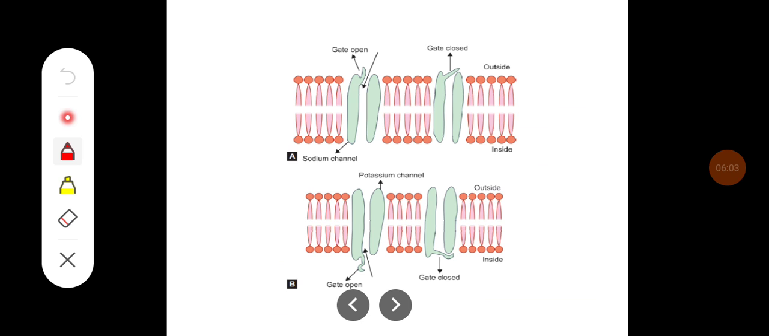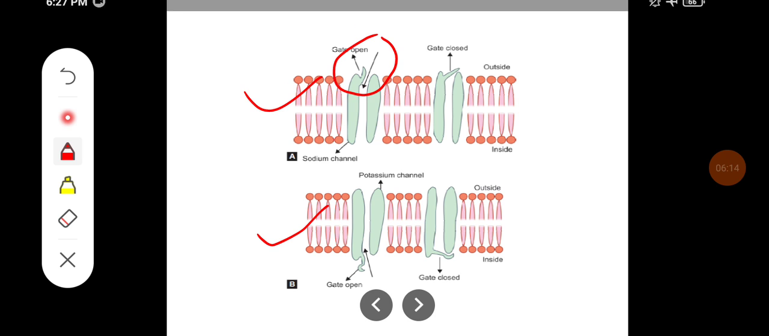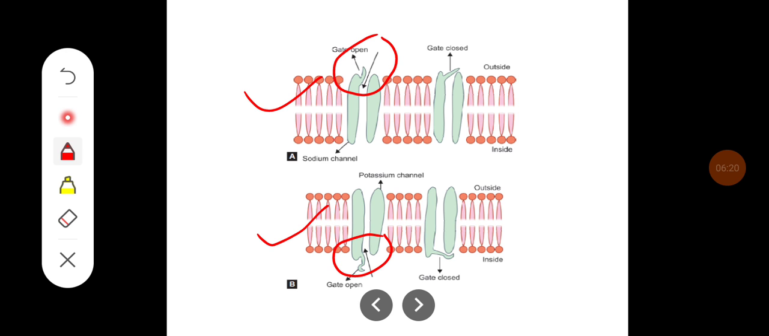So this is an example for the sodium channel and this is a potassium channel. Note that the gate is on the outer side of the sodium channel, okay, and in the potassium channel the gate is always on the inner side.